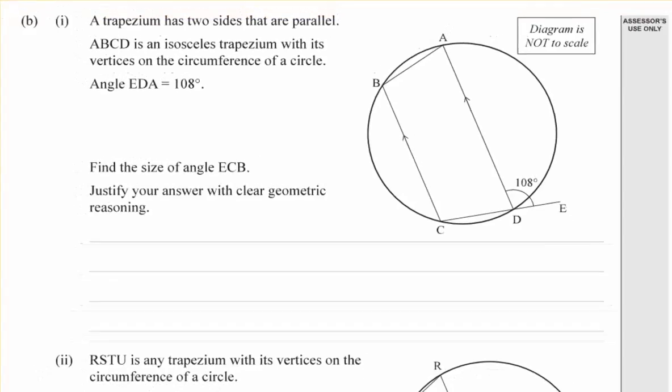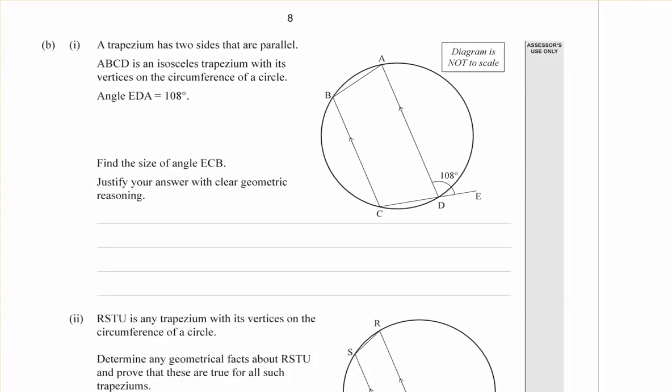Right, back to our circles. Two sides that are parallel. Find the size of angle ECB, so that's that one in there. I can see that it corresponds to the 108. So ECB will be 108, and that's because corresponding angles in parallel lines are equal.